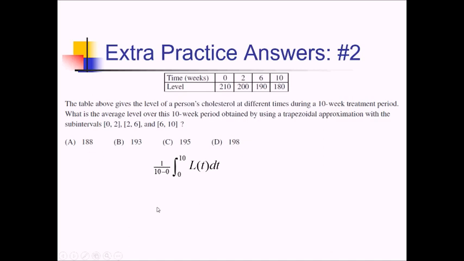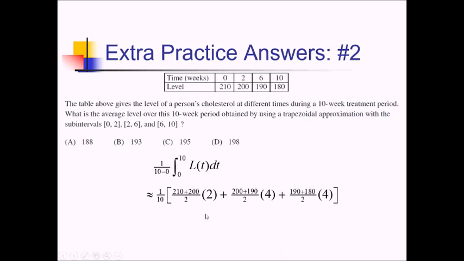So this is going to be approximately equal to the following. We've got a 1/10 on the outside. And now inside, I'm going to have a trapezoidal approximation of this integral. So trapezoid area: base 1 plus base 2 over 2 times height. That's going to be 210 plus 200 over 2 times a height of 2 to go from 0 to 2. That's our first trapezoid. Next trapezoid is from 2 to 6. So that's a base of 200 plus a base of 190 divided by 2 multiplied by a height of 4. And then the last one, we've got 190 plus 180 over 2 times another height of 4.